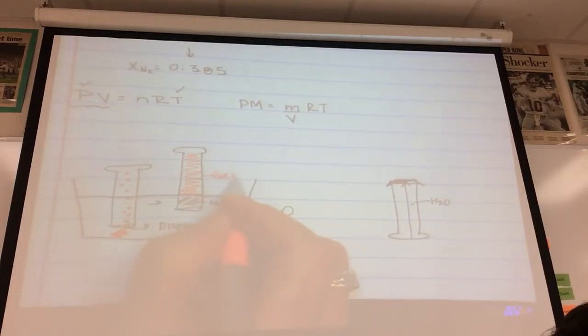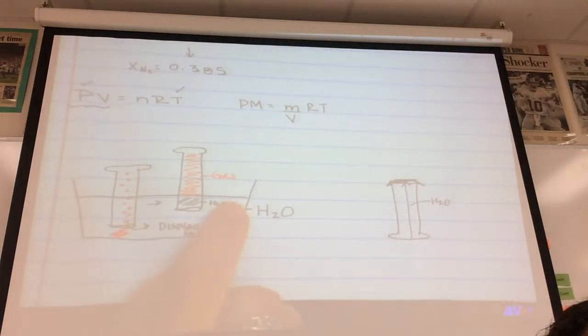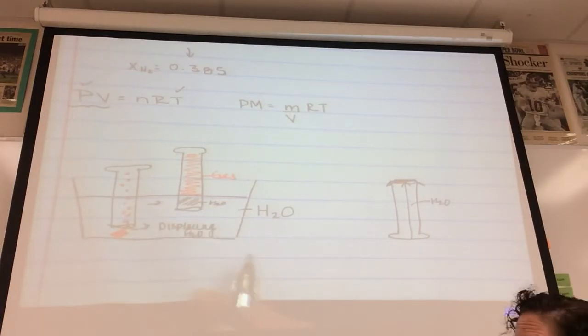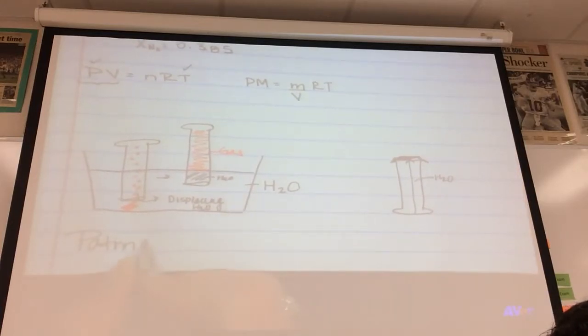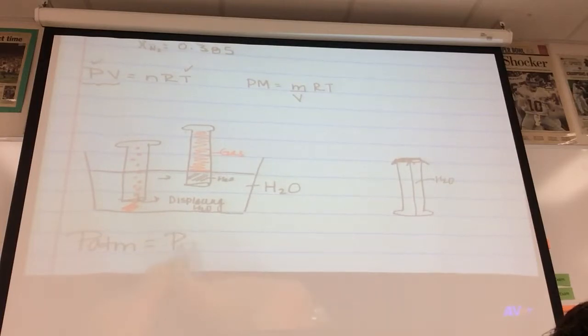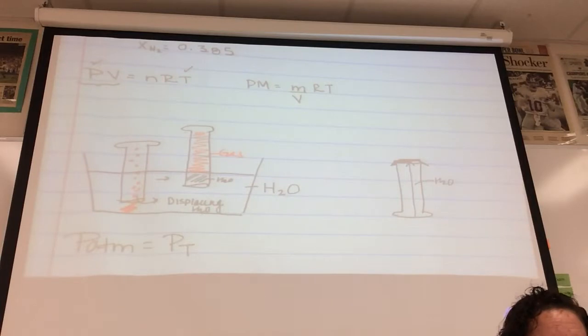And it is very important that the water level inside the collecting apparatus and outside is even. That's the way you're going to equalize pressure, such that atmospheric pressure, which you can get off the internet or using a barometer, is equal to the total pressure of the system, provided that you have those water levels equal.